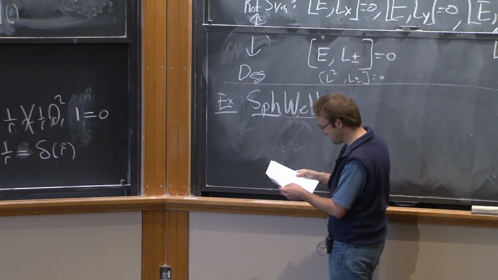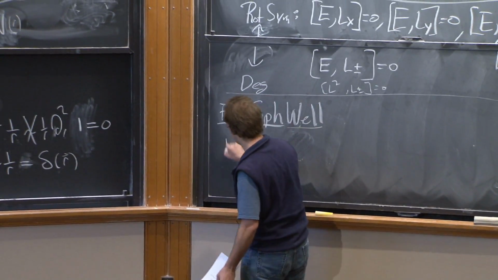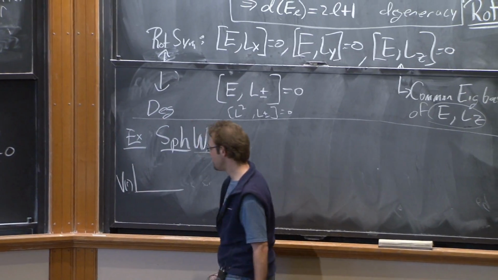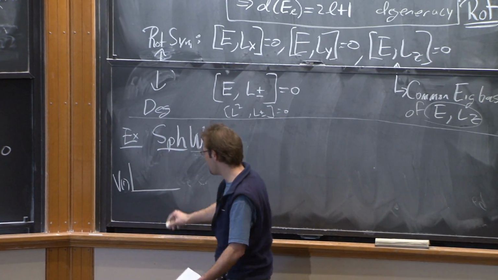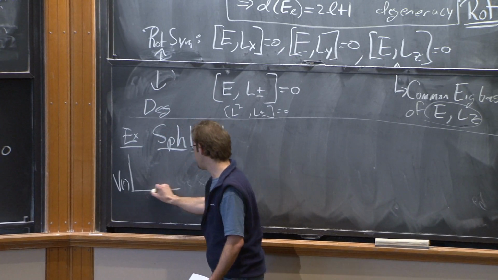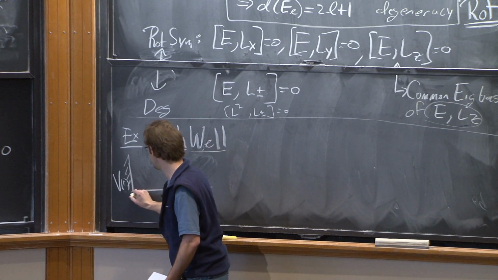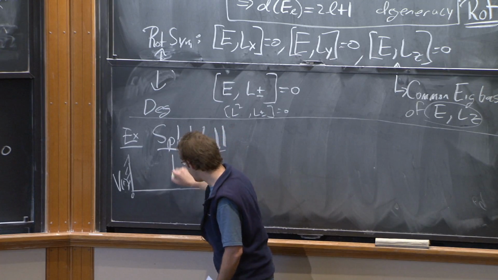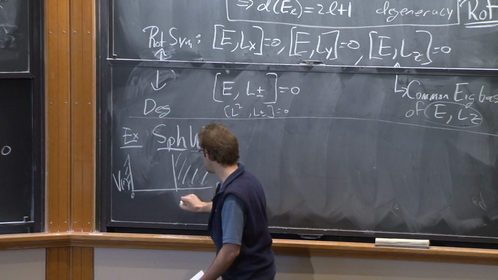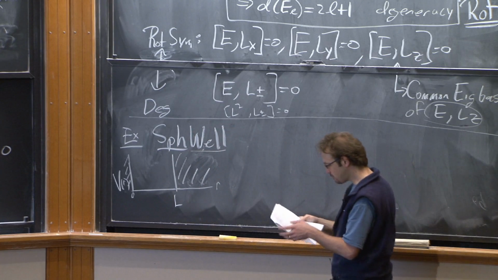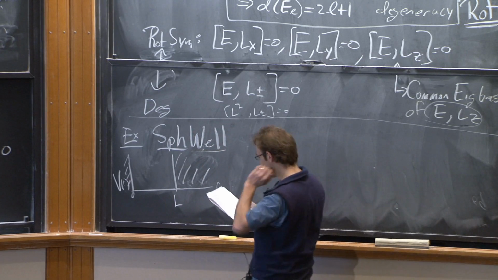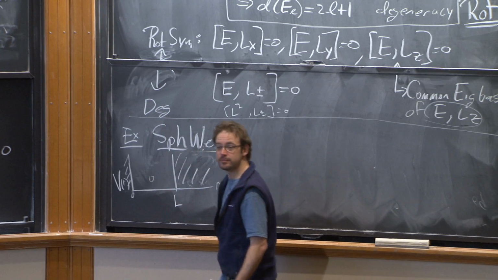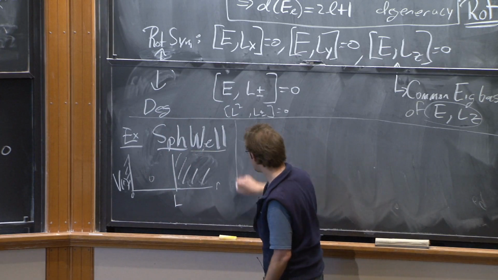So in the spherical well, what's the potential? Here's V of r, not U bar and not V effective, just V of r. The potential is going to be this. Here's r equals 0. If it's a spherical infinite well, then the potential is infinite outside of some distance L, and it's 0 inside. So what does this give us?